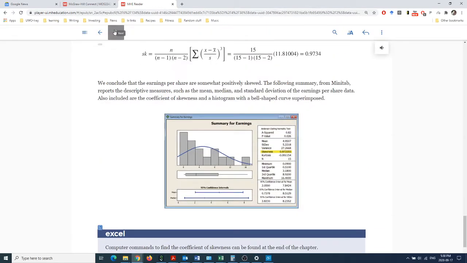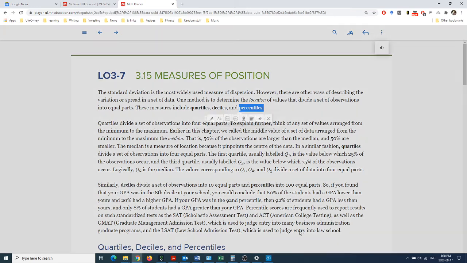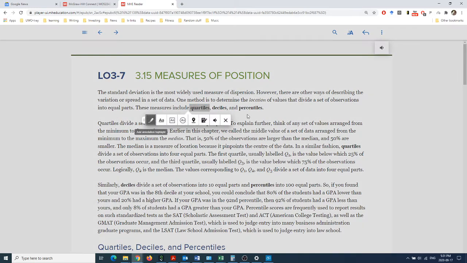Okay, so the last topic for this class is the idea of percentiles. Percentiles is the idea of rank. You're trying to figure out the rank of each person, or where the observation falls. There are different versions of these measures, which include quartiles, deciles, and so on.